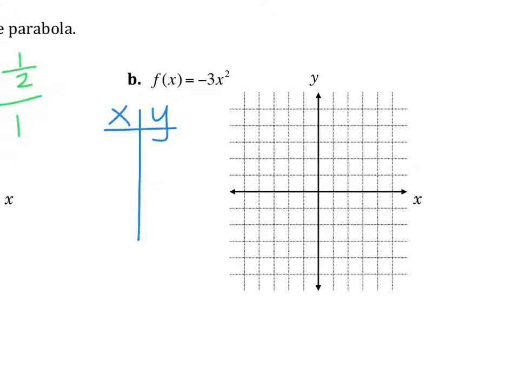Good job. Okay, let's start with 0. 0 is always my favorite number to plug in. 0 squared is 0 times -3 is 0. So we know the origin is our vertex. We graph it.